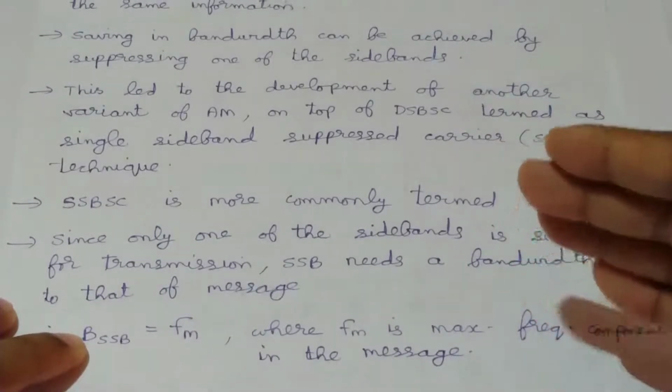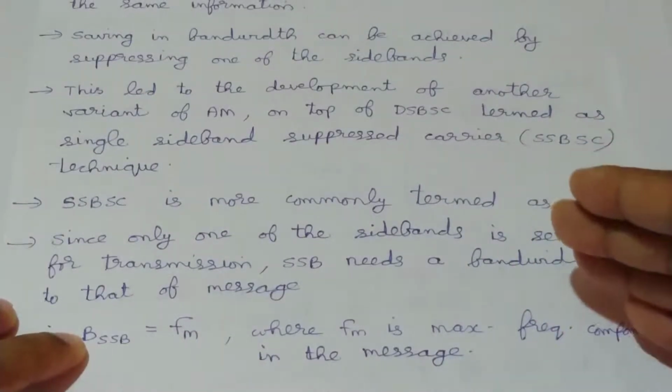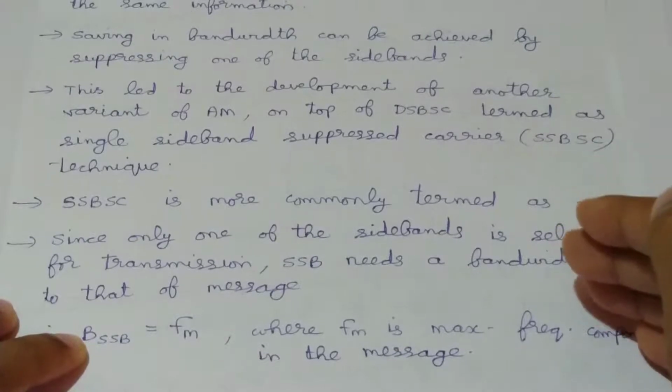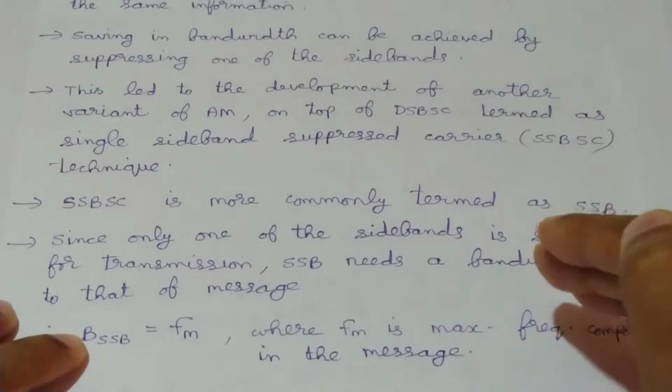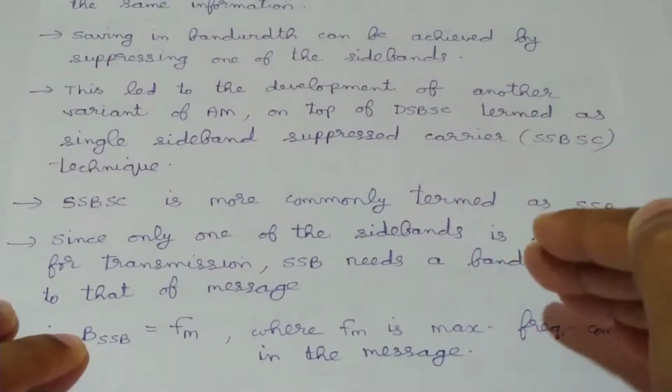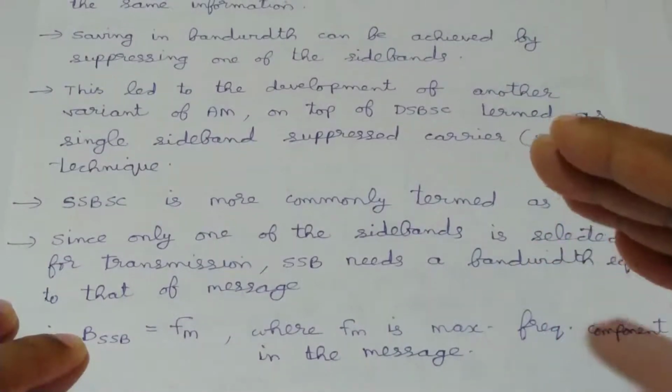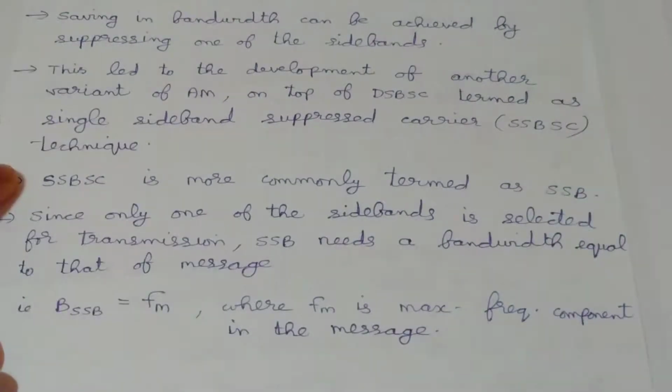In the case of basic amplitude modulation and in the case of the double sideband suppressed carrier technique, the bandwidth requirement was 2 FM, but in the case of the single sideband technique, the bandwidth requirement is FM only. Let's now consider the equation for the SSB wave.